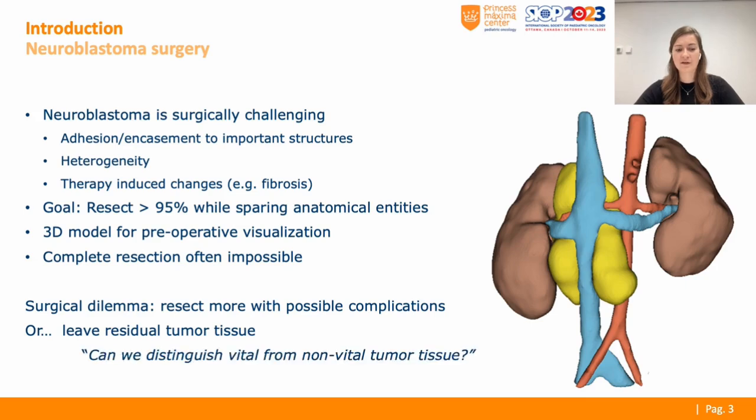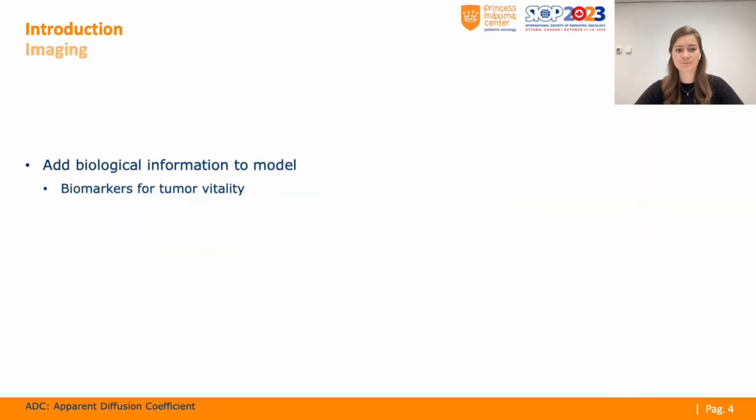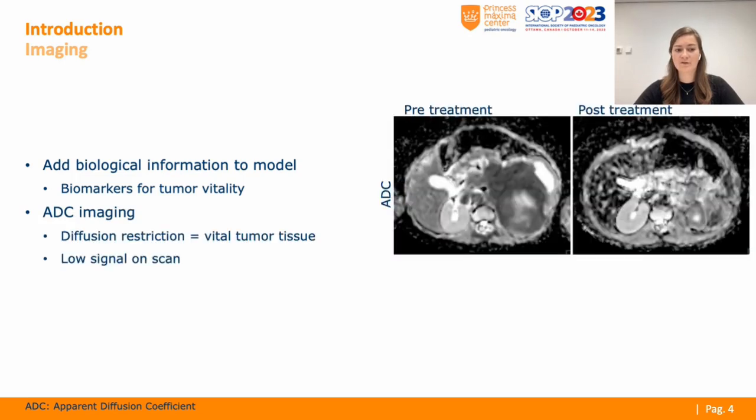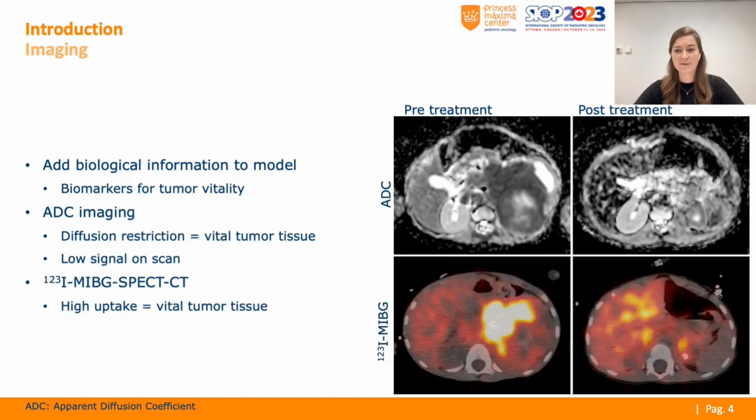And this led to the question, can we actually distinguish vital from non-vital tumor tissue since the neuroblastoma is so heterogeneous? To answer this question, we need to add biological information to the model, as we believe that biology can be used as a biomarker for tumor vitality. And we want to do this by adding the ADC imaging, in which diffusion restriction is associated with vital tumor tissue and will appear as a low signal on imaging, and with the MIBG SPECT-CT imaging, in which a high uptake is associated with vital tumor tissue.